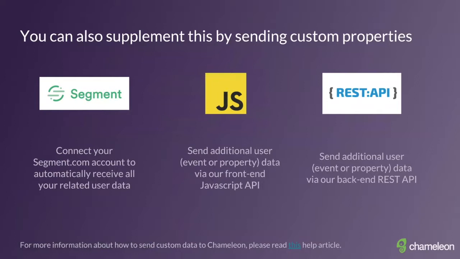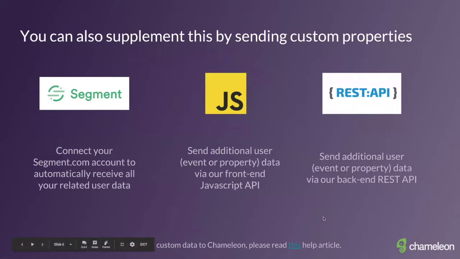Segment.com is an API management tool, so you can use that and our integration with that to send the data. Or we also have a front-end JavaScript and back-end REST APIs that allow you to send other user attributes data. And that can be helpful in various different places, but it can also be helpful in analyzing your product, your Chameleon performance data.